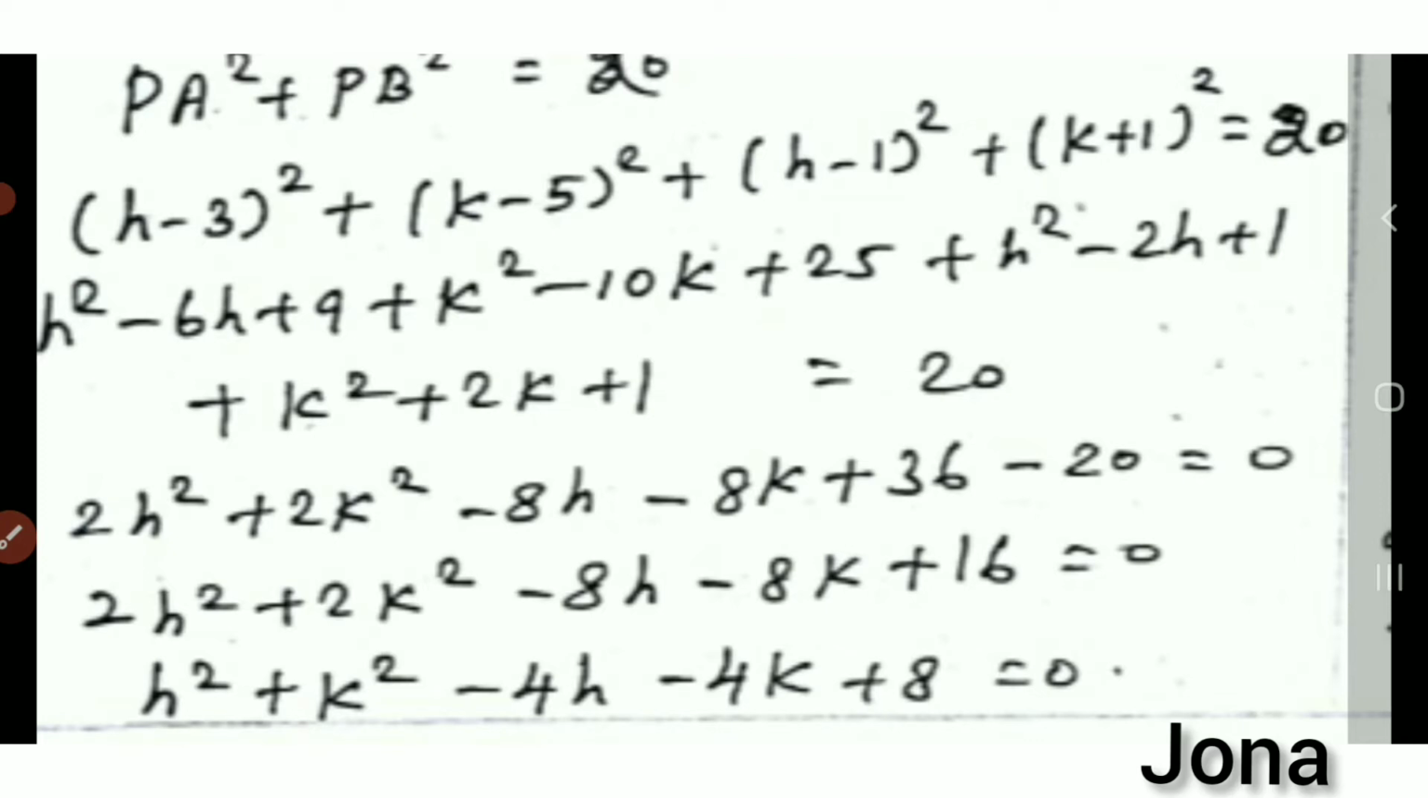So we can write the locus of (h, k) in terms of x and y. We have to write this, isn't it? So x square plus y square minus 4x minus 4y plus 8 equal to 0. That is the locus of (h, k).